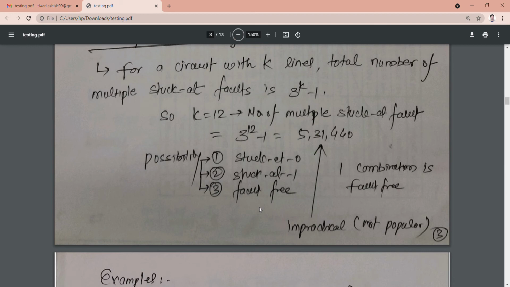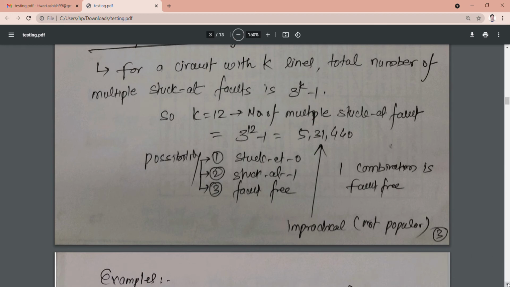So it can be fault free, it can be stuck at 0, or it can be stuck at 1. That is why this 3 is written over here, and this 12 is nothing but the lines that can hold the fault. So 3 to the power 12 minus 1. Why are we taking that minus 1? Because there is at least one combination that will be fault free. So 3 to the power 12 minus 1 comes out to be 5,31,440. Can you test this number of faults? It is impractical, and that is why the multiple stuck-at fault model is not popular at all.